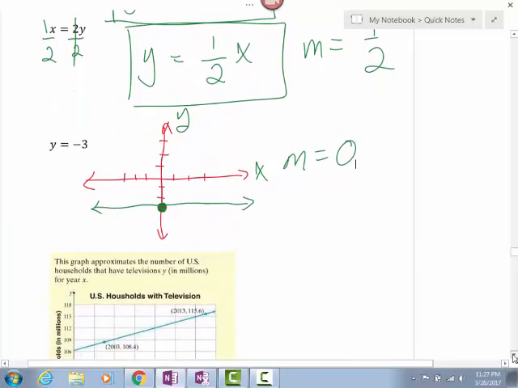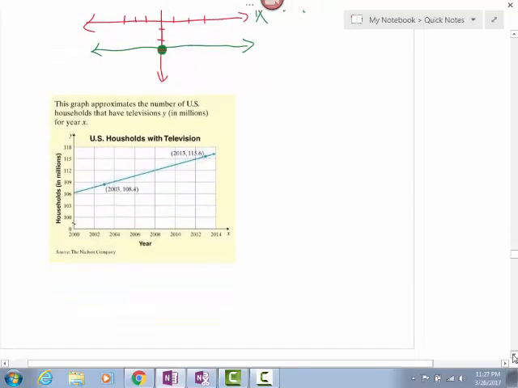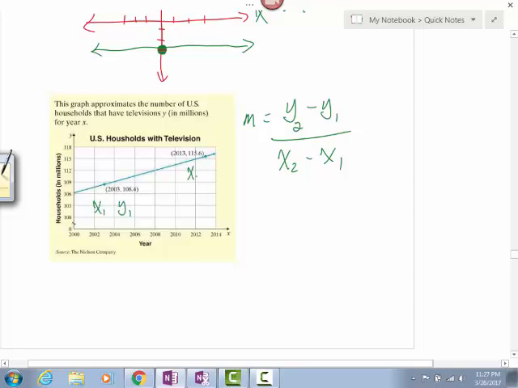All right, so let's take a look at this last problem here. It says this graph approximates the number of U.S. households that have televisions Y in millions for the year X. Okay, so what we're trying to do here, we're trying to find the rate. Okay, we're trying to find the slope of the line. So let me go ahead and write down my formula again. M equals Y2 minus Y1 over X2 minus X1. So again, I'm going to call this one here X1 and Y1. We'll call that point there X2 and Y2.